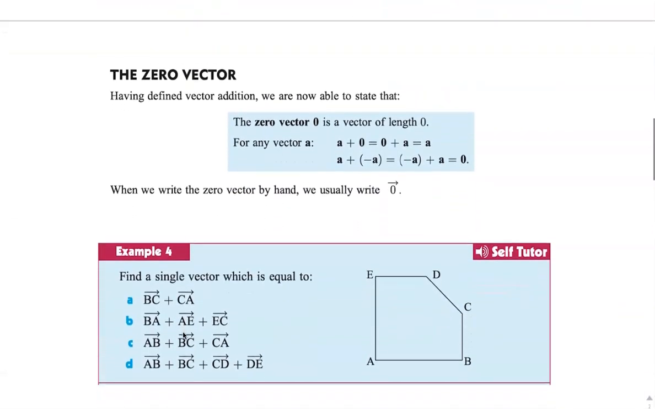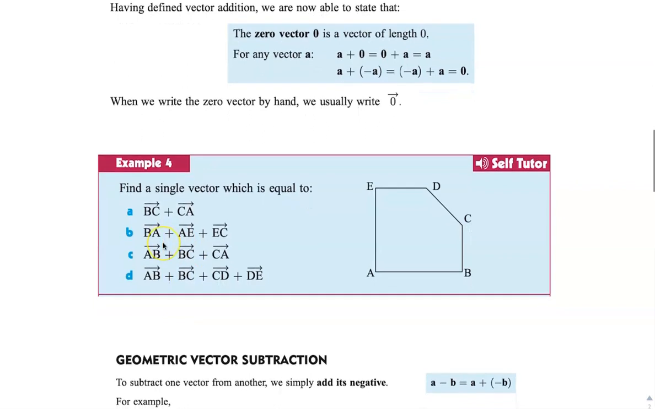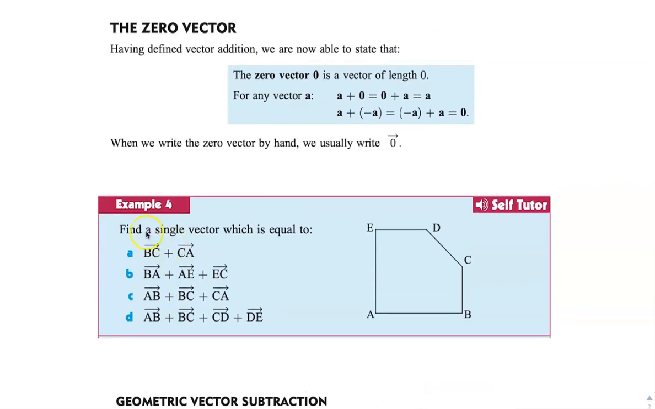How about a zero vector? Well, a zero vector has length 0. So much like numbers, when you add 0 to a vector, you just get the vector back. That's all you see here.